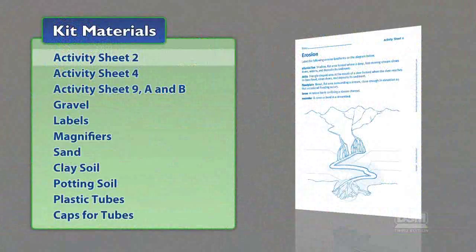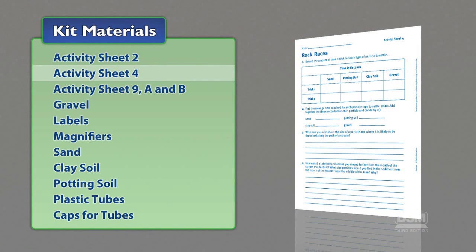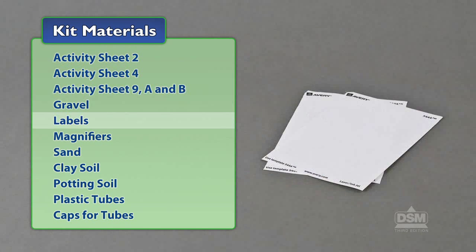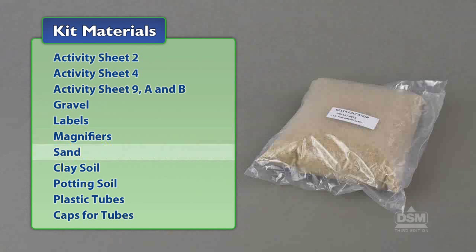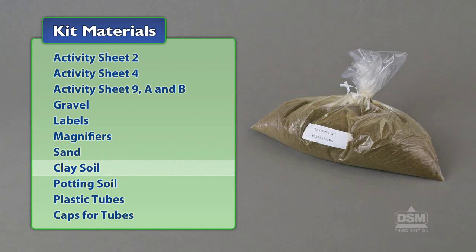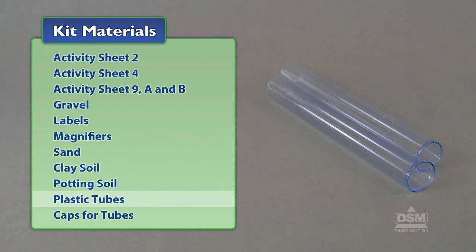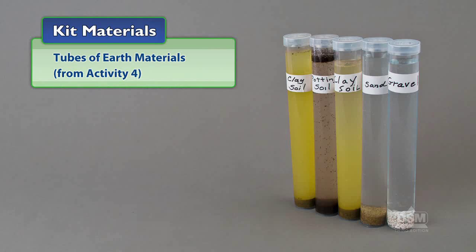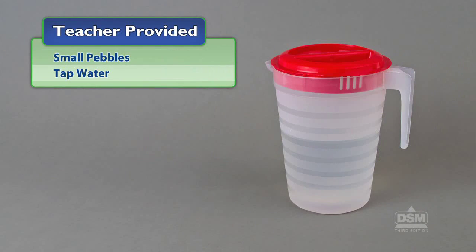You will need the following materials from the kit: Activity Sheet 2, Activity Sheet 4, Activity Sheet 9, Parts A and B, gravel, labels, magnifiers, sand, clay soil, potting soil, plastic tubes, caps for tubes, and tubes of earth materials from Activity 4. You will also need to provide small pebbles and tap water.